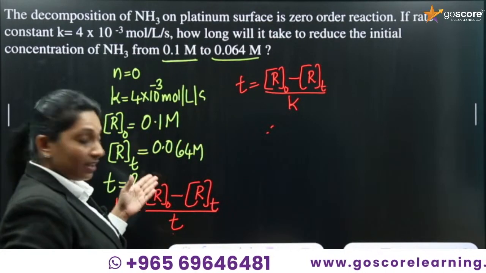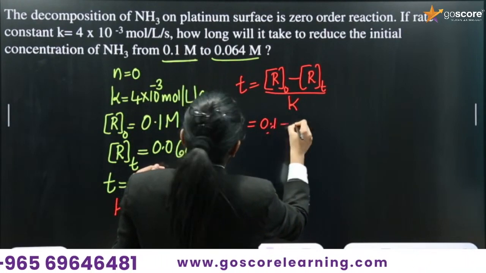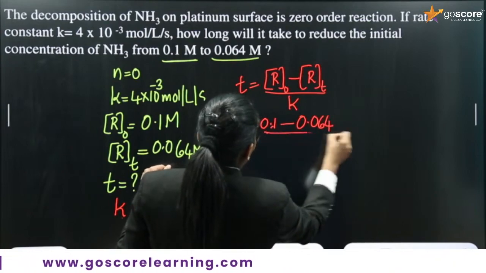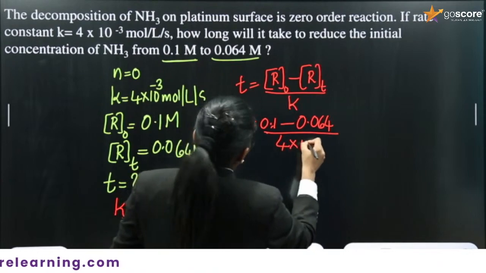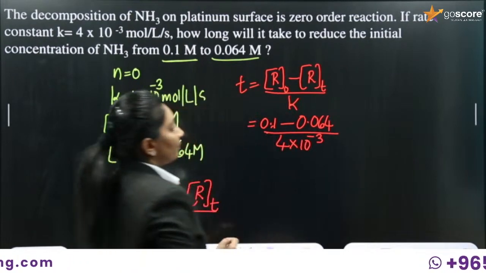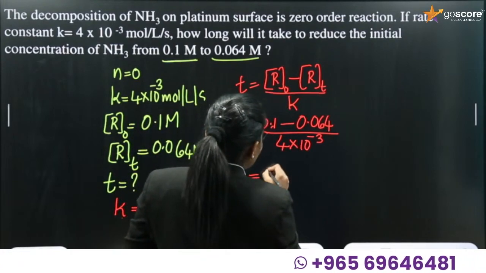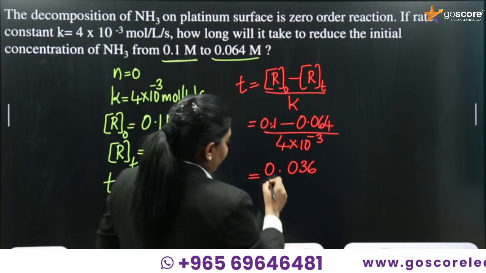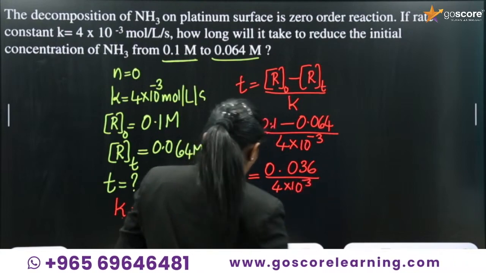So substitute the values there. R0 is 0.1 minus 0.064 divided by K. What is the K value? It is 4 into 10 the power minus 3. Right? So 0.1 minus 0.064 is 0.036, divided by 4 into 10 the power minus 3.